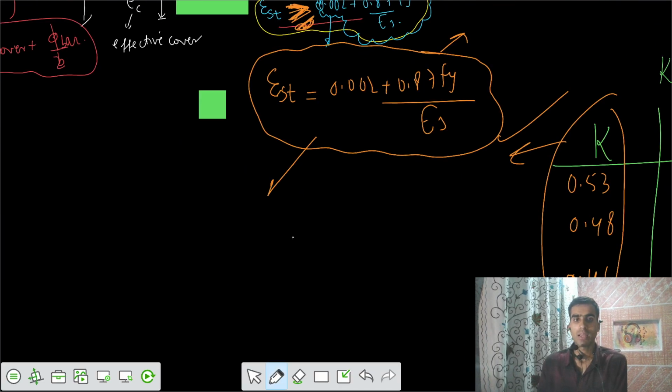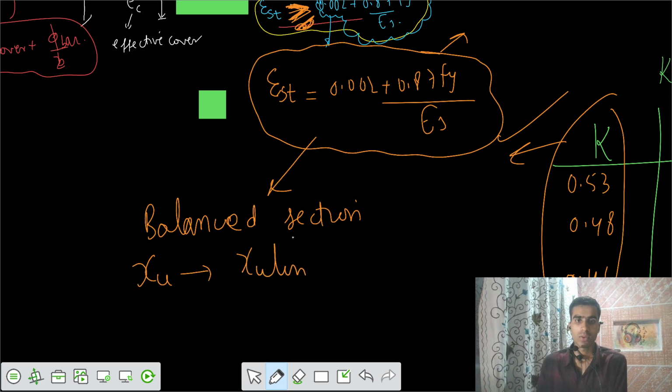We call that the balanced section. We will see that also after some time. Corresponding to that section, we say that the XU changes to XU limiting. So this is your limiting condition. Based on that, we say that this value is XU limiting, not XU only.